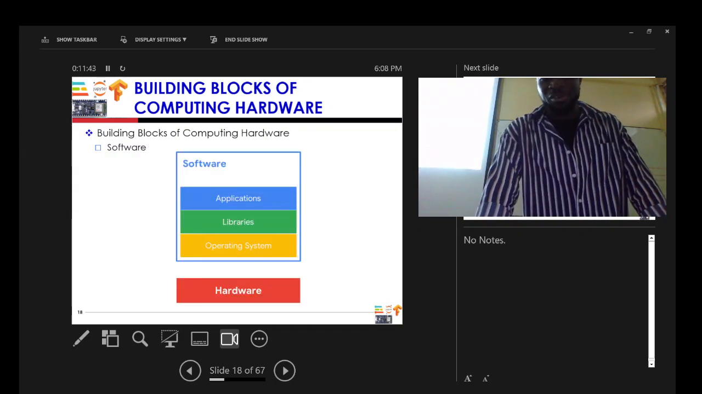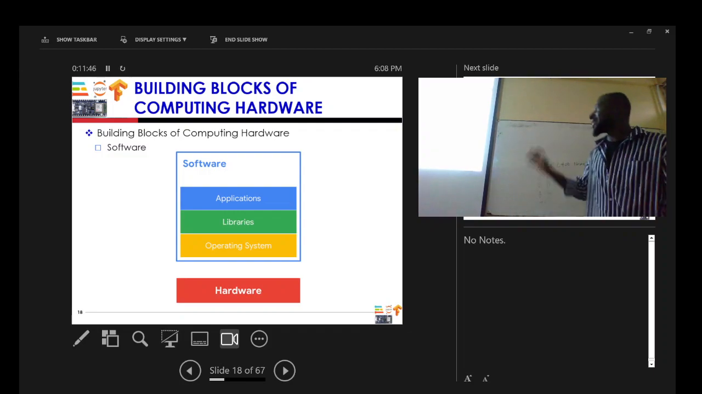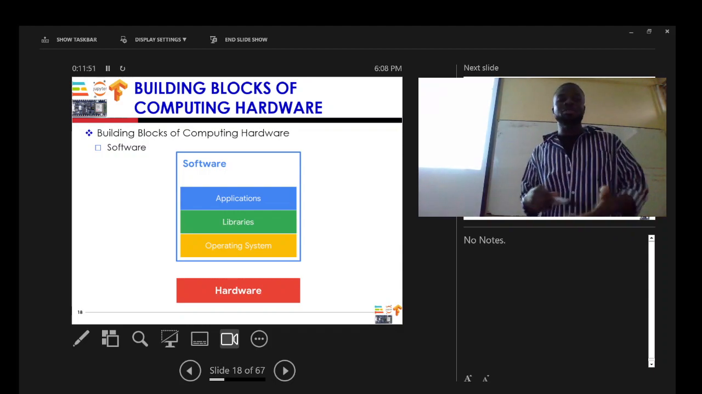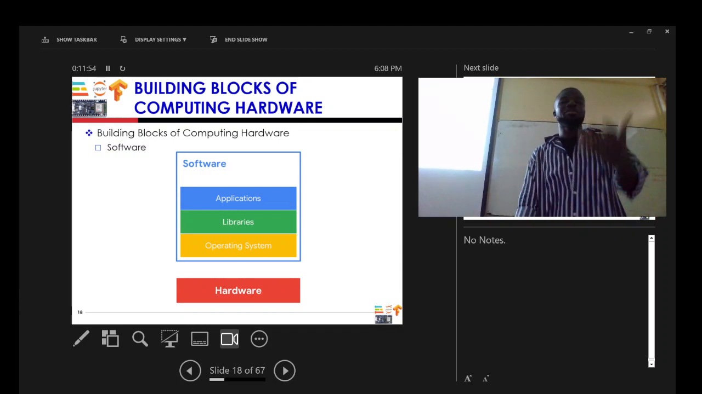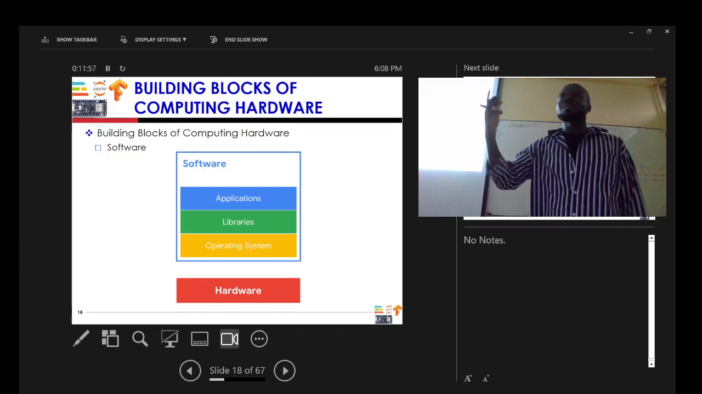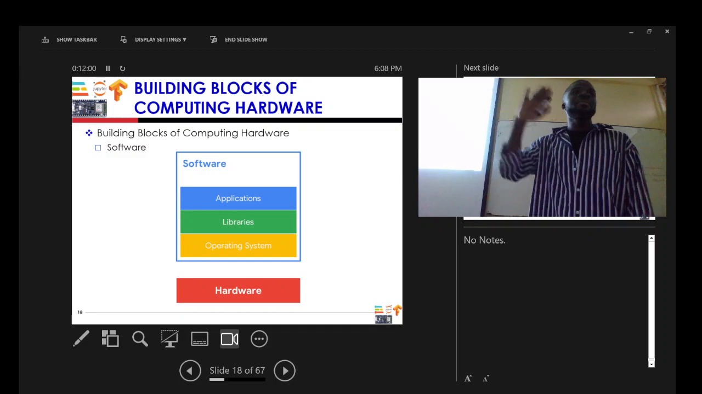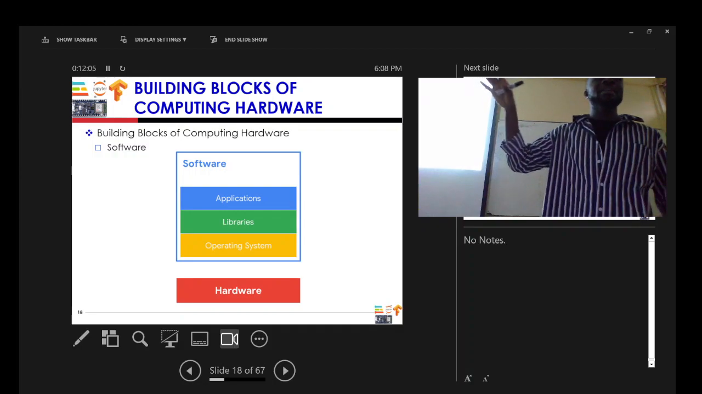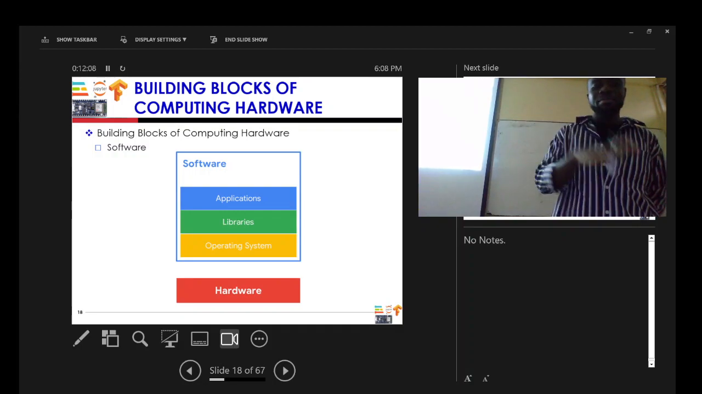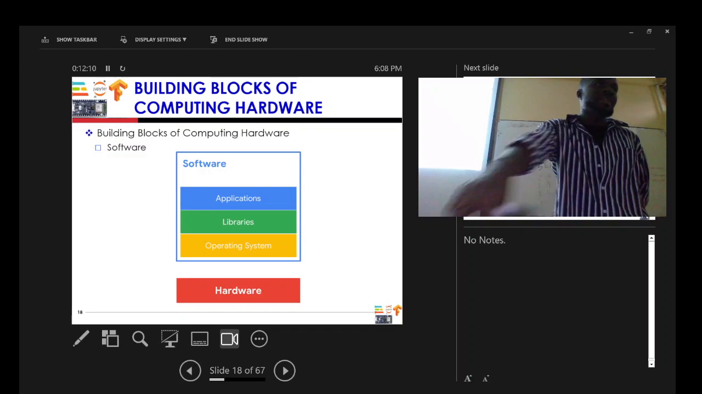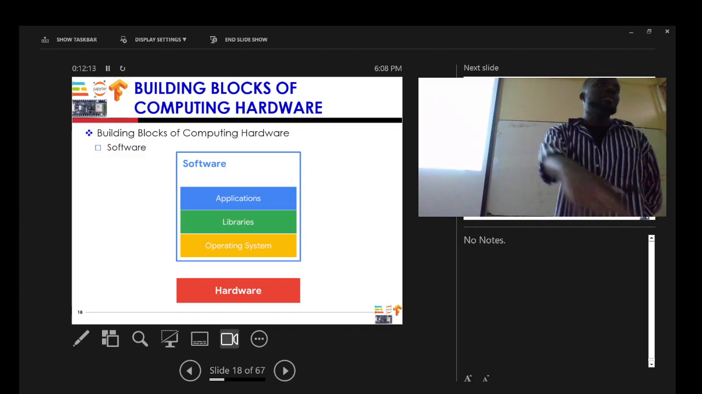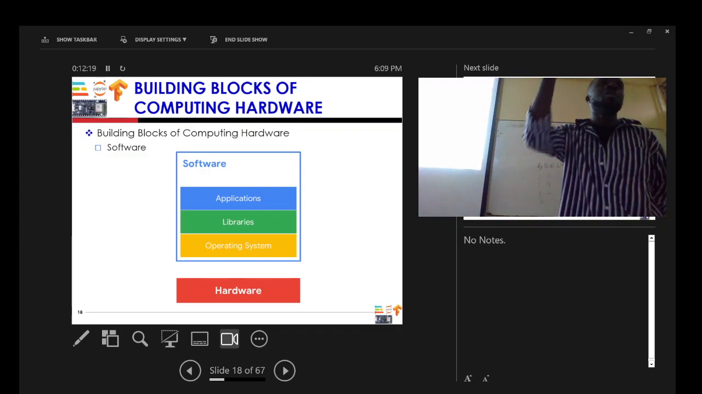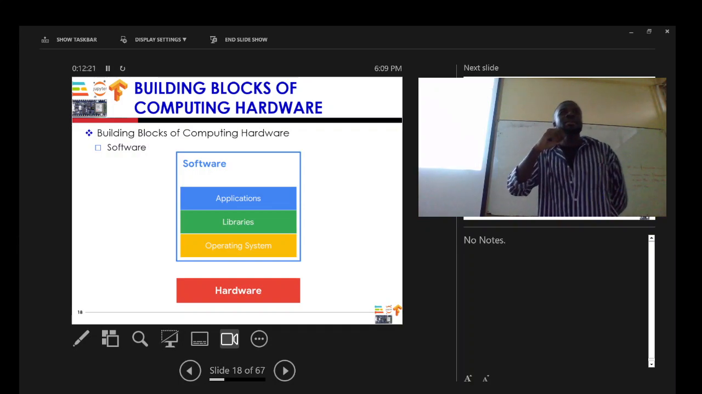Now let's talk about the software. The software is your applications on your desktop or your laptops. But underneath the applications is a library. The library just helps you run the software. Now we know that we have hardware, which is the chips on your laptops. Now, how does your application communicate on the laptop?